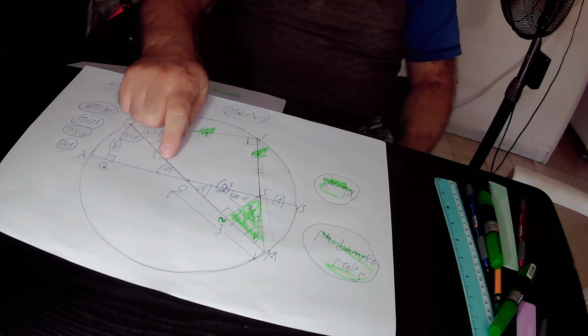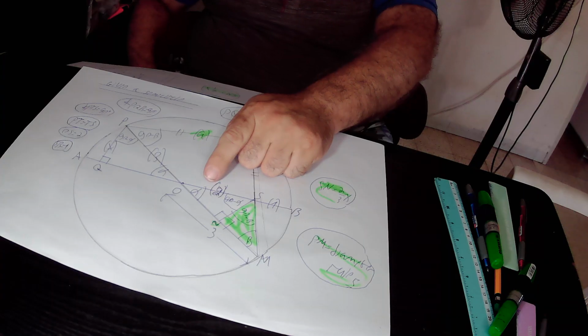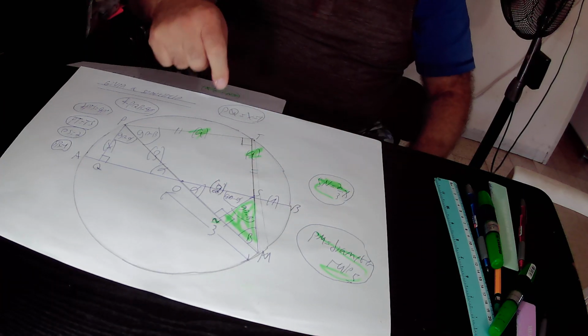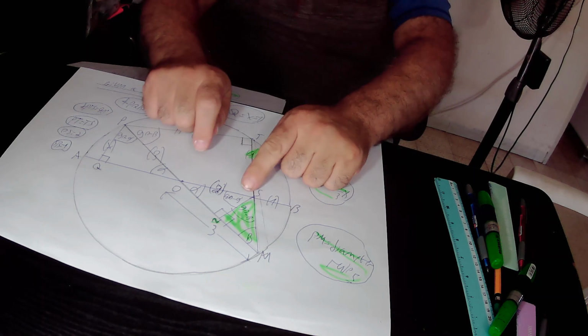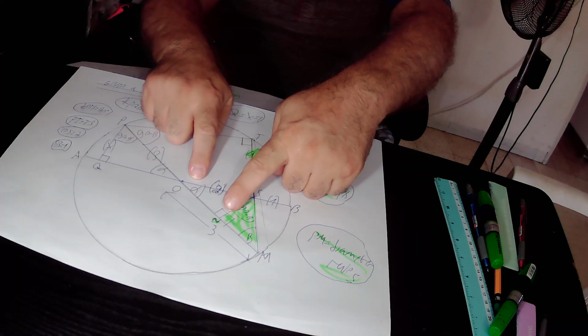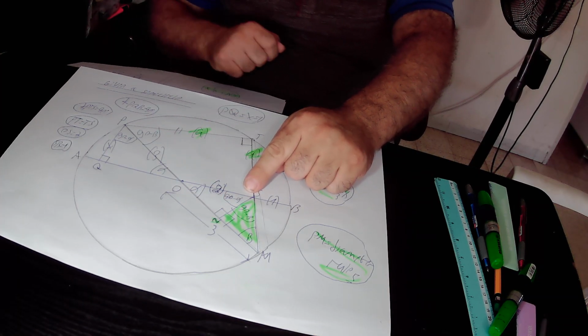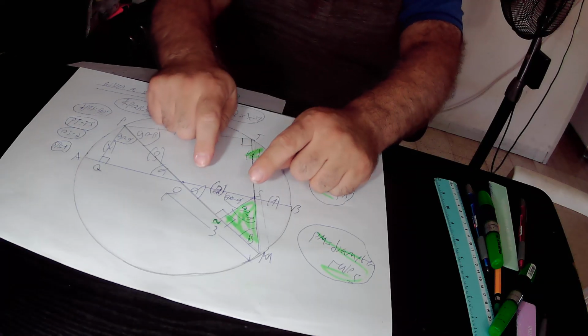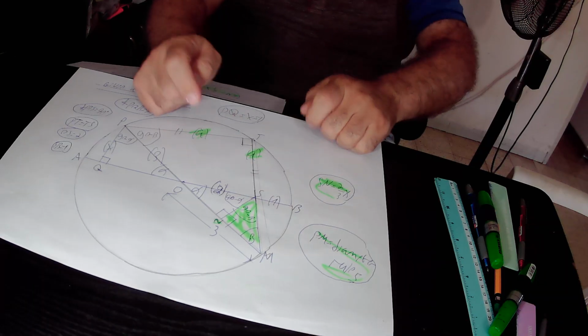So if we define the size of this angle as alpha, then the size of this angle must also be equal to alpha because they are equal to each other. So in the small right triangle ONS, this angle equals alpha. This angle equals 90 degrees, and therefore this first missing angle must be equal to 90 degrees minus alpha. Why? Because 90 degrees minus alpha plus alpha is 90 degrees, and 90 degrees plus 90 degrees equals 180 degrees. That is the sum of the angles in the triangle.